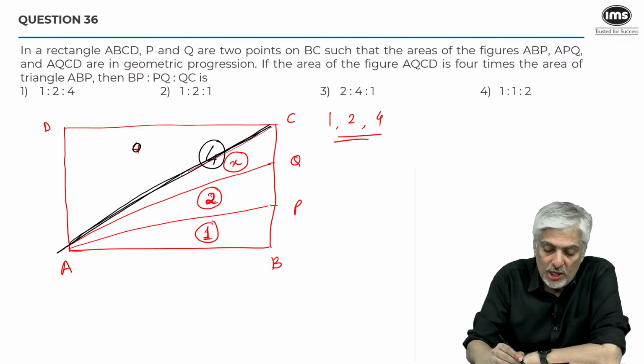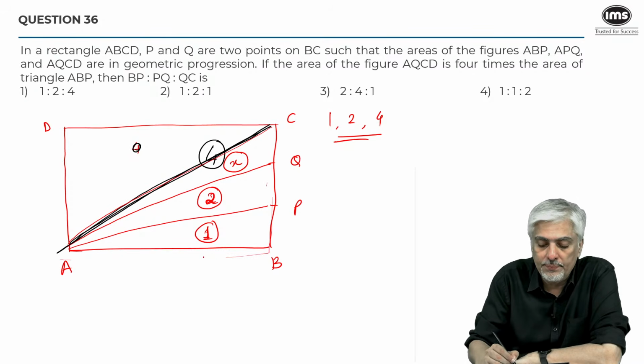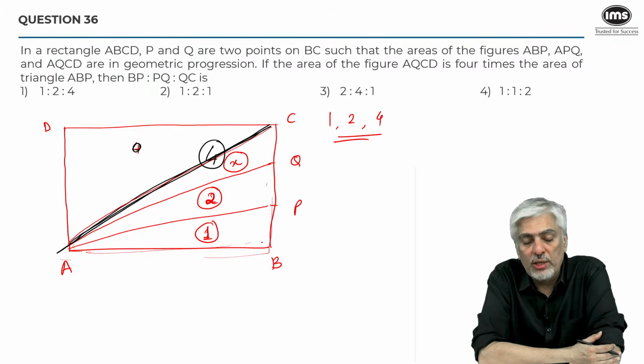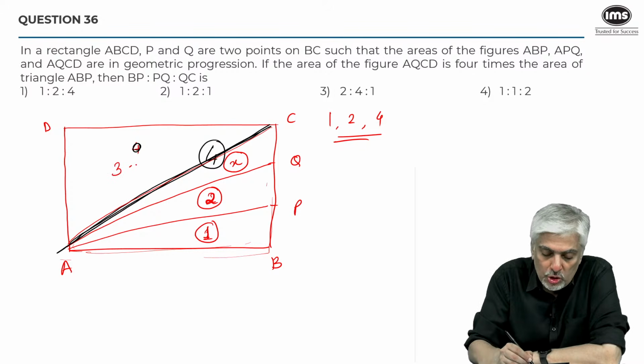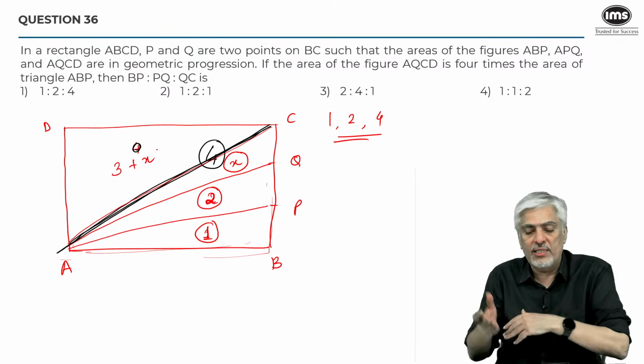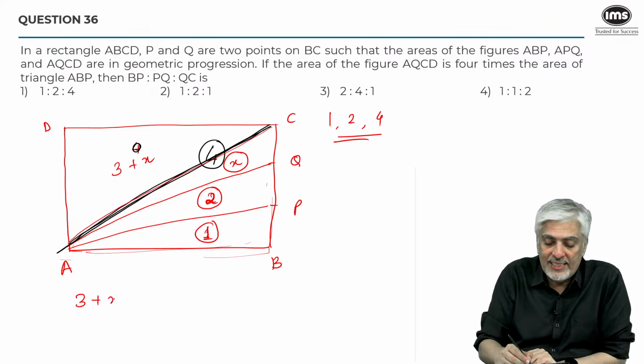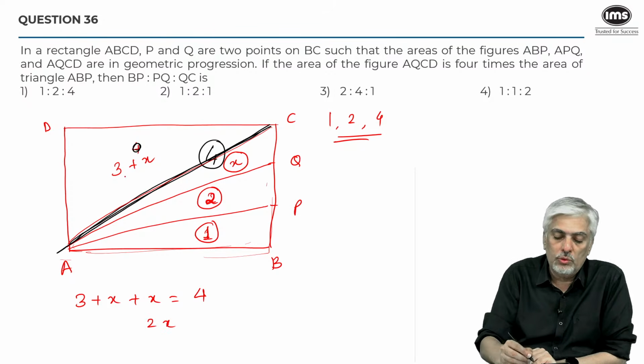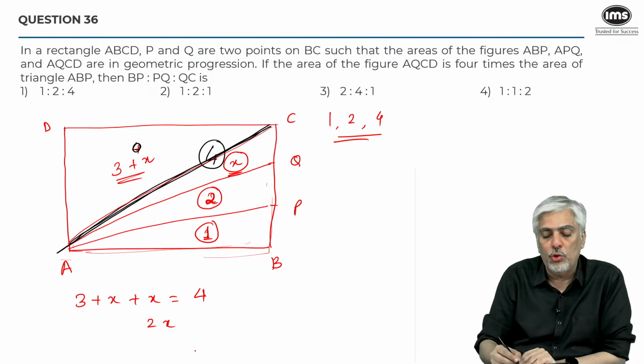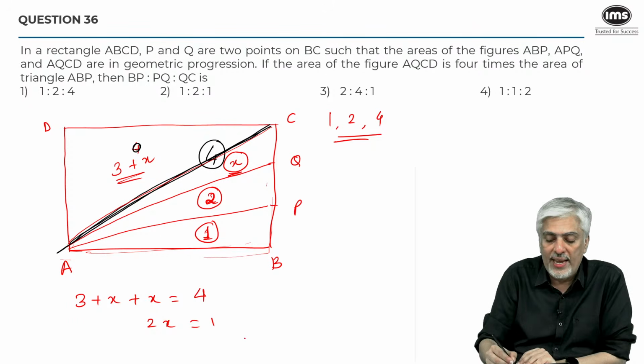That means how much is the area of this triangle ABP? Area of triangle ABP is 3 plus X. Therefore, this part will also become 3 plus X because a rectangle's diagonal divides it into 2 equal parts. So 3 plus X plus this X is equal to 4. So 2X is equal to 1. So X is half.